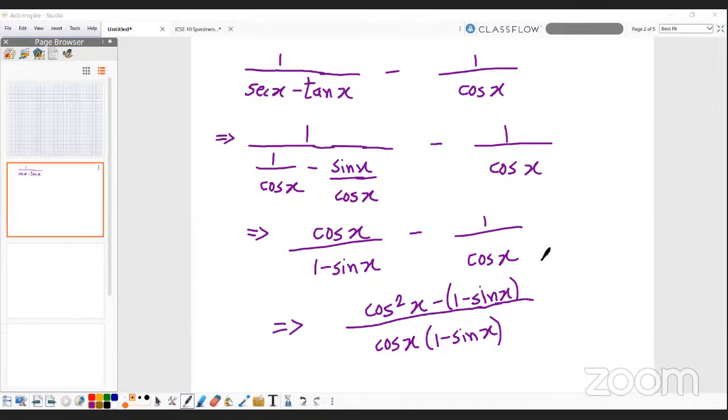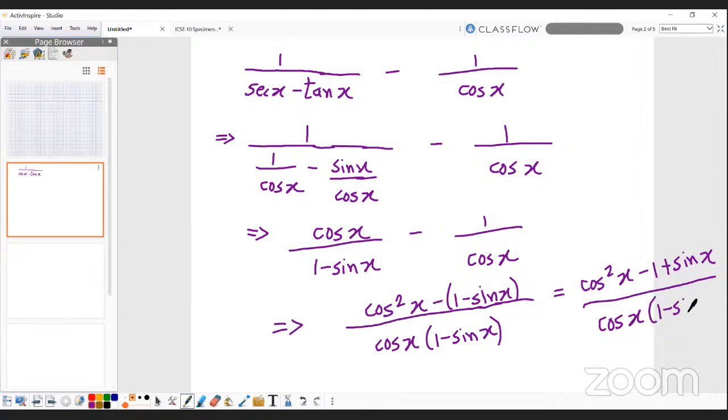Be very careful with the minus sign here, right? Because the minus sign is outside, that will give you minus 1 plus sin x. So this will get simplified as cos square x minus 1 plus sin x, divided by cos x into 1 minus sin x. Like this.